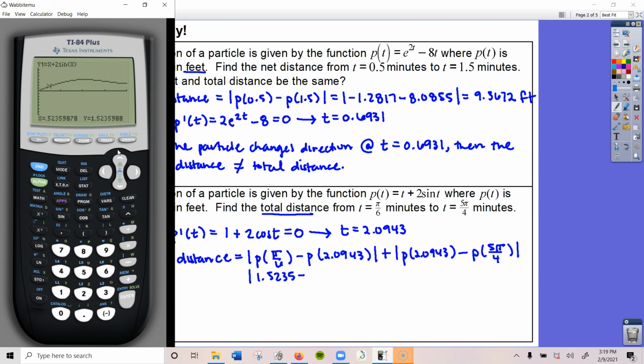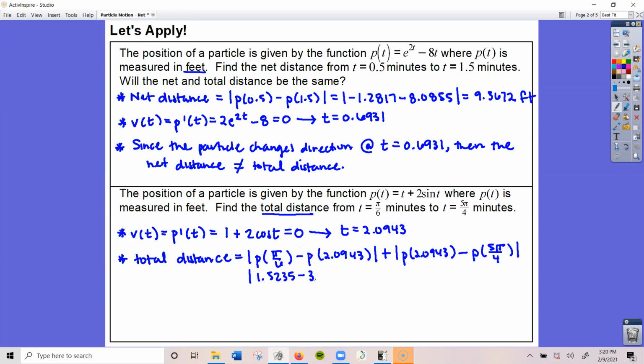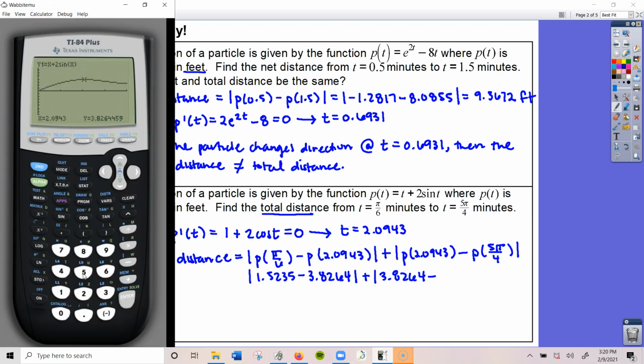Now we're going to get the value of 2.0943, so we can just directly go from here and just press the number, and we get 3.8264. Plus, now we already have this value, right? So we can just copy it down. 3.8264 minus p of 5 pi over 4. So let's go ahead and get that value, which is 2.5127.